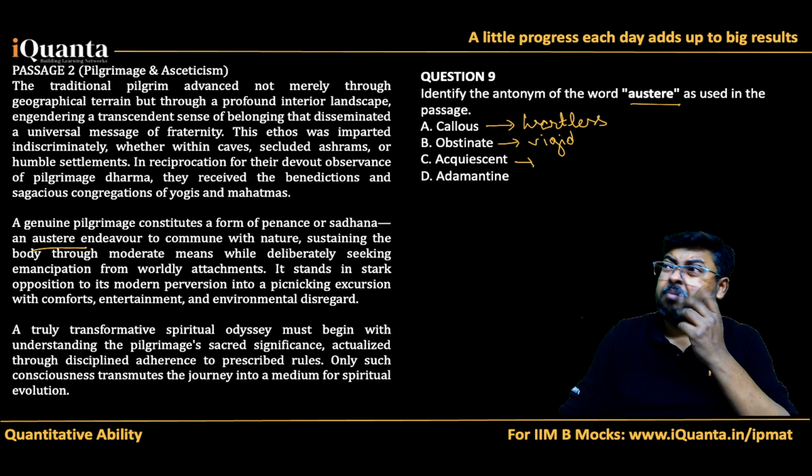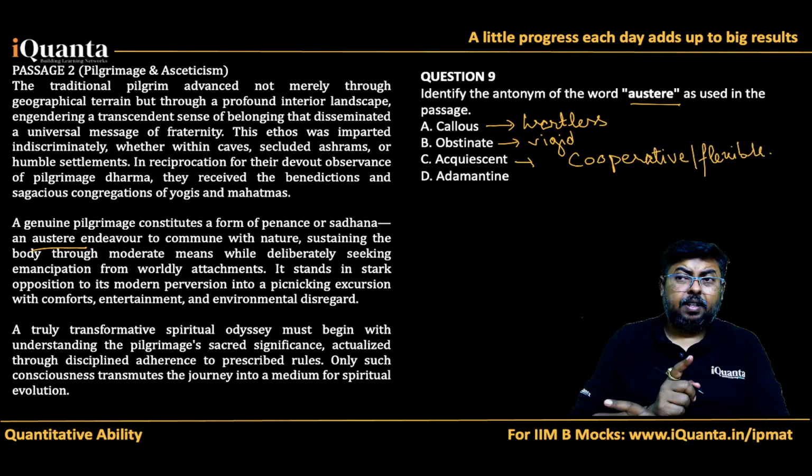Now, if you are flexible or cooperative, can the opposite be austere, which is strict and disciplined? Flexible, opposite of disciplined. Yes, this can actually work. So we can keep C. Okay. What is adamantine? Now look at this part. Adamant. You already know what is adamant. What is adamant? That cannot be broken, right? Something which is unshakable. Okay. Unshakable, right? So it clearly means that there is only one antonym.